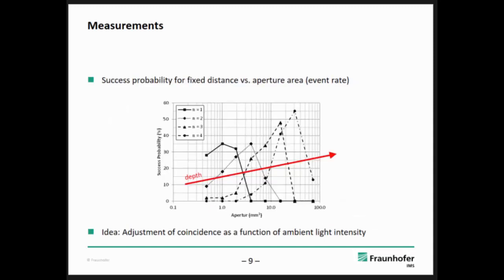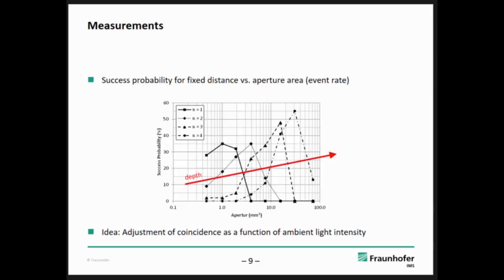This is another measurement, also with the 4 different coincidence steps, and it shows the success probability, which means the probability to measure the distance with a given deviation from the true value. This is plotted over the aperture area, which in principle means the intensity of the light impinging on the sensor. So we can see that if we use a bigger aperture, which means more light is coming onto the sensor, we need a higher coincidence step to reduce the ambient light and enable a measurement.